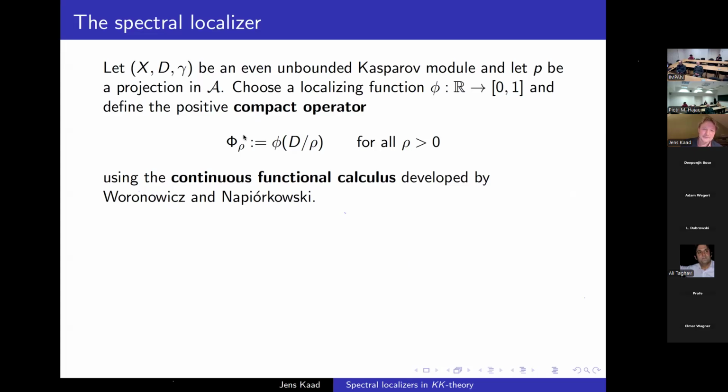So, I get this operator phi rho using the continuous functional calculus, and because phi only takes values in the closed unit interval, I get that phi rho here is positive. It's actually a positive contraction. And moreover, because capital D here, my abstract Dirac operator, has compact resolvent, and my localizing function has compact support, I also get that capital phi rho here is a compact operator acting on my Hilbert C-star module.